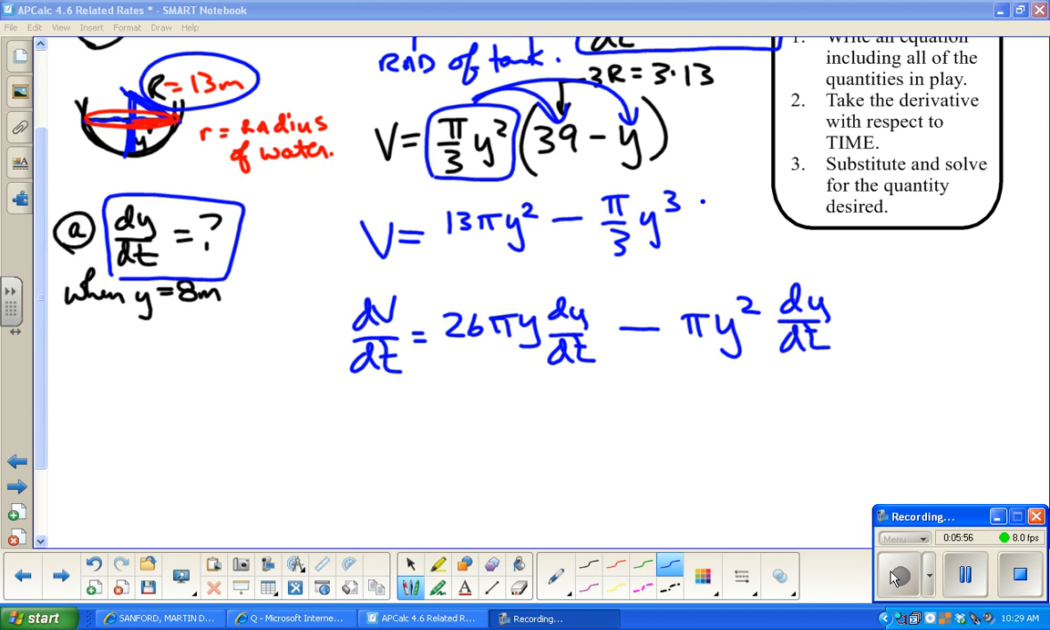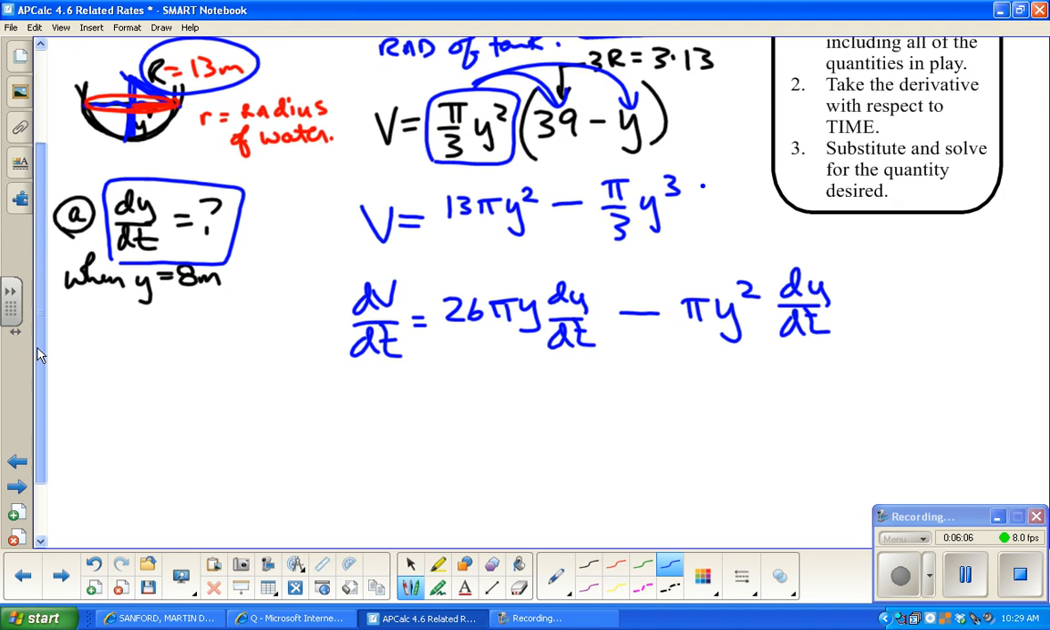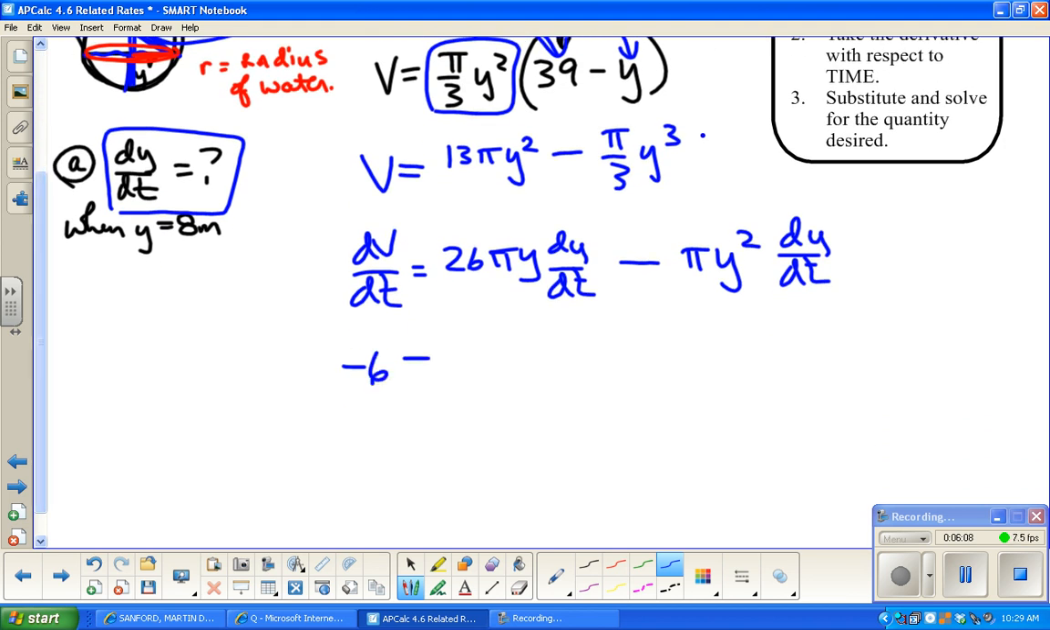Okay, so I've done the derivative now, so I can start substituting values in. For instance, dV/dt, I have a number for that. I think it was -6. Yep. Okay, so I can start substituting. -6 equals, I can also put in the y value here, and I can put in the y value here. Most people are more comfortable working with the numbers once we have the numbers.